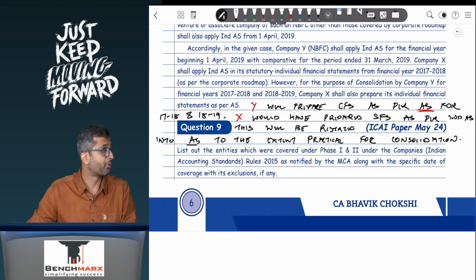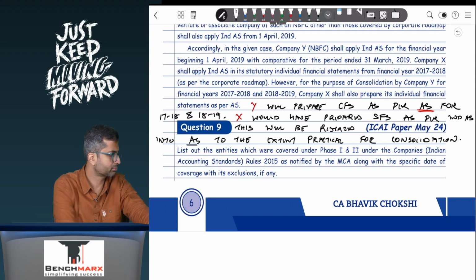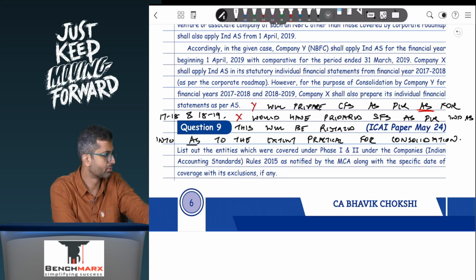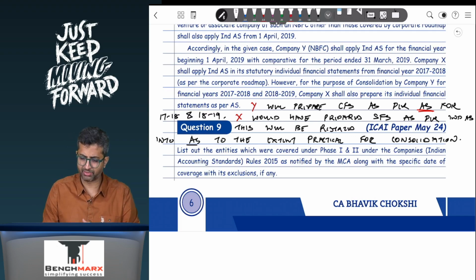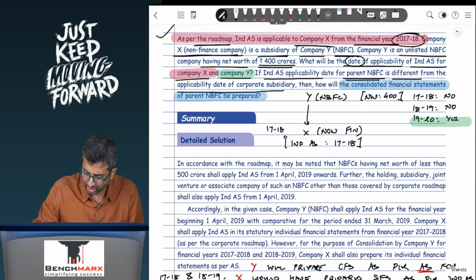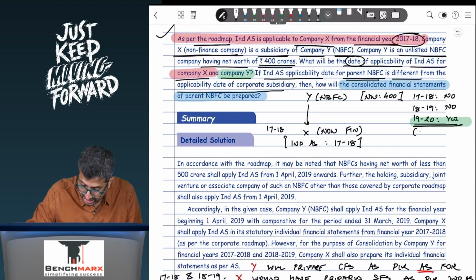See, for the year 19-20, this will be restated. I'll again repeat, Y will prepare CFS as per AS for 17-18 and 18-19. X will prepare SFS as per Ind AS. Full stop. This will be restated into AS to the extent practical for consolidation. If I have to repeat for the year 19-20, since the net worth would be greater than 250 crores.